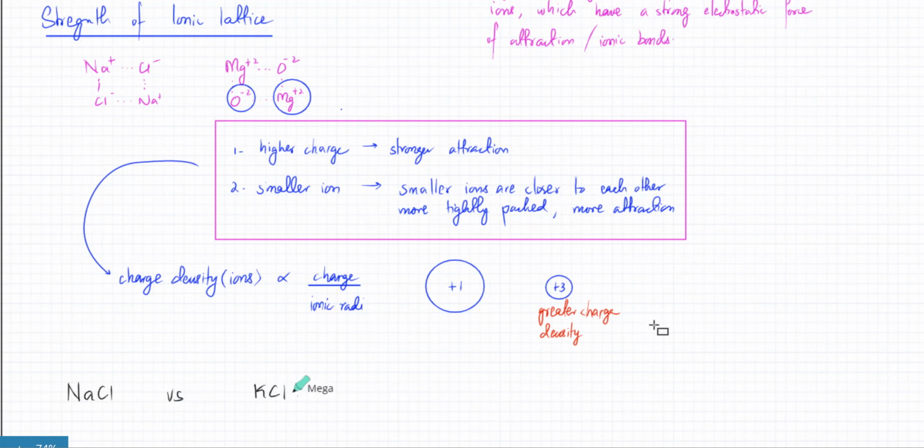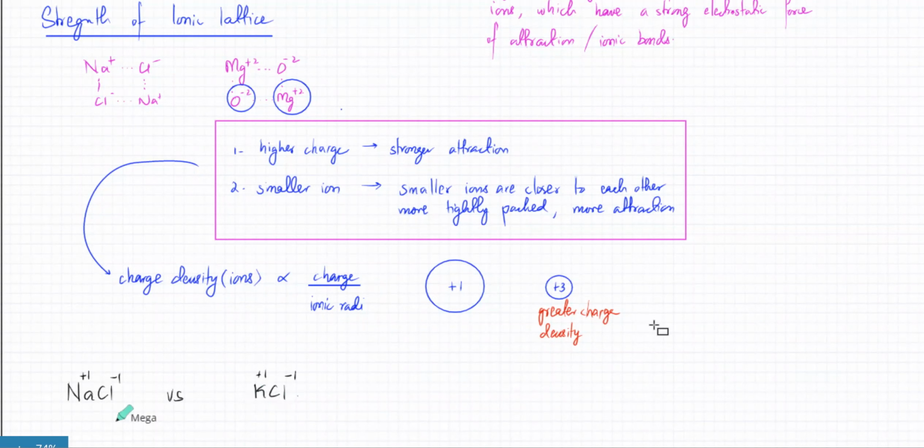अच्छा, अब दोनों बिल्कुल सिमिलर हैं. The charges are very similar. Na+1 Cl-1, K+1 Cl-1. But Na के मुकाबले में, it's smaller in size. Na is 281, K is 288. तो मुझे बताओ कि which one is going to be a stronger lattice between the two? सर, जिसका साइज छोटा है.